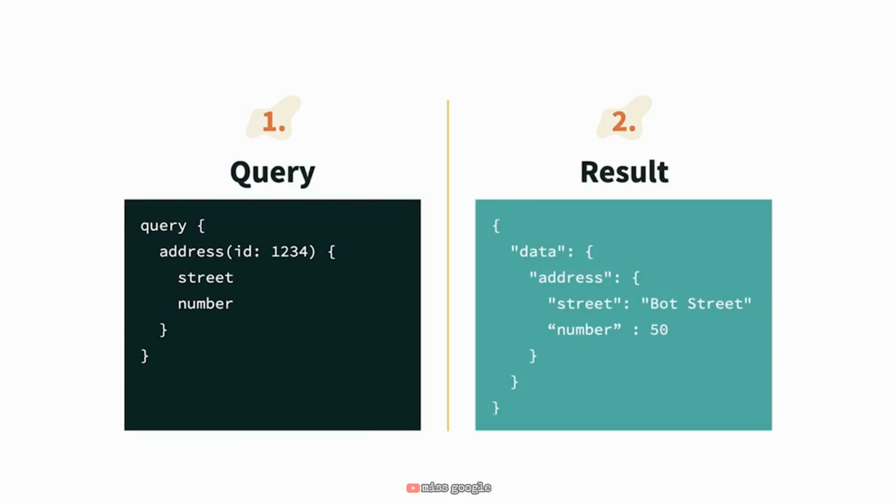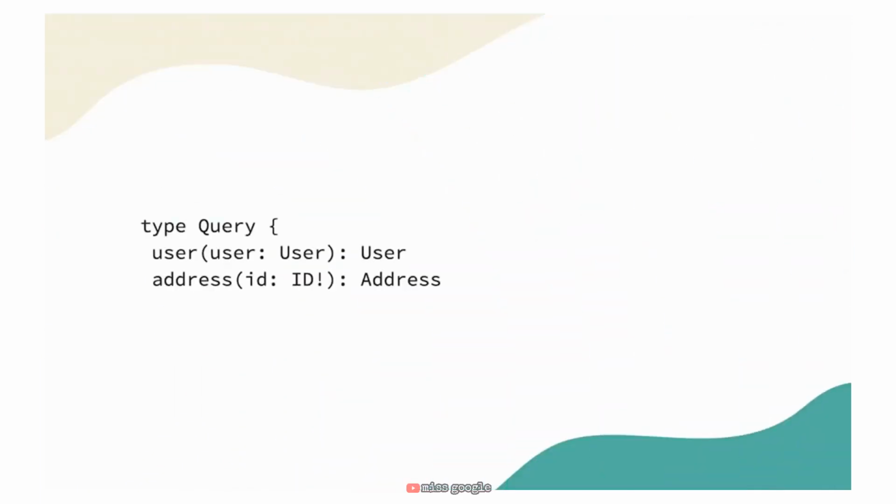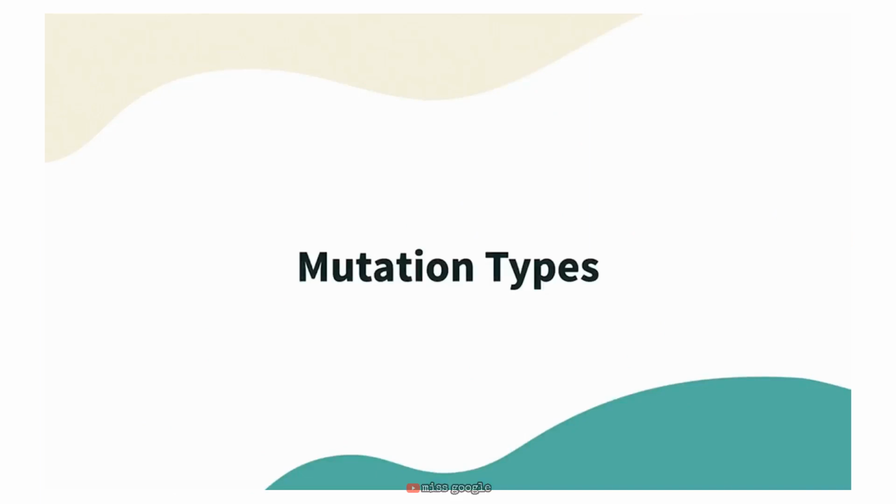The result is represented on the right. We are fetching a specific address by providing the address ID in this query. This means our query type definition in our GraphQL schema needs to have an address with an argument for an ID.